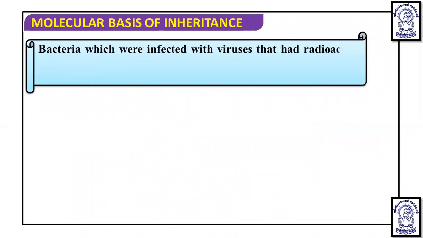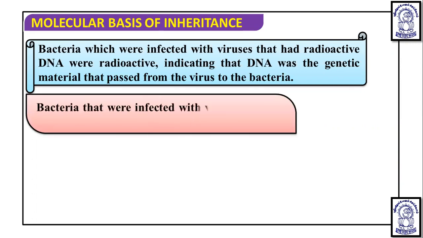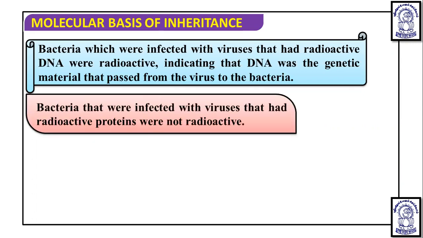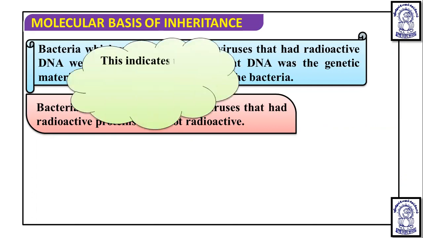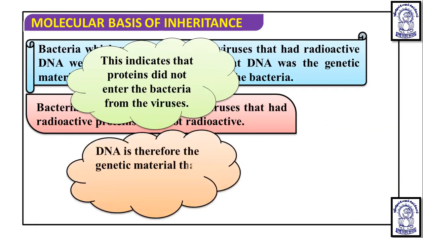So bacteria which were infected with viruses that had radioactive DNA, meaning P32 labeled, were radioactive, indicating that DNA was the genetic material that passed from the virus to the bacteria. Bacteria that were infected with viruses that had a radioactive protein were non-radioactive. This bacteria does not show any radioactivity, meaning that protein did not enter within the cell. So this indicated that protein did not enter the bacteria from the viruses. DNA is therefore the genetic material that is passed from virus to bacteria.